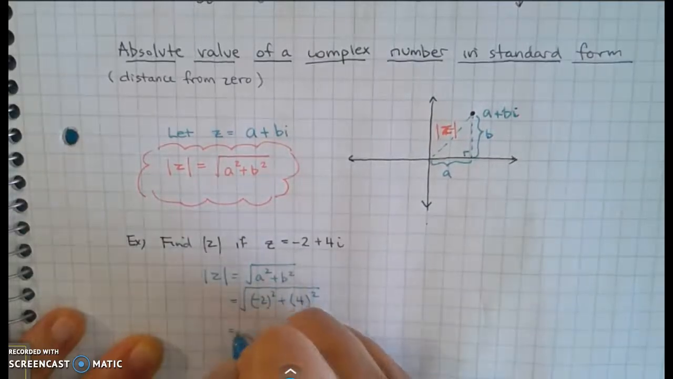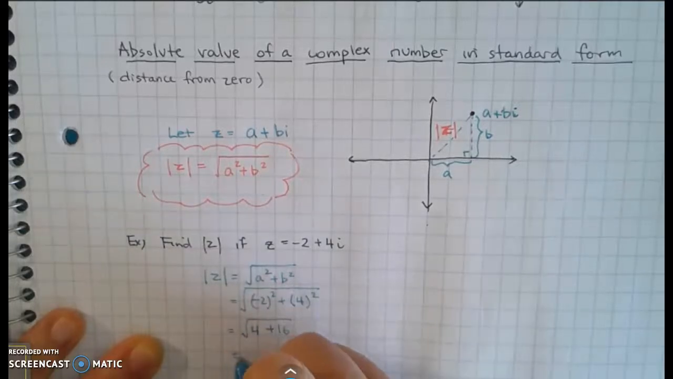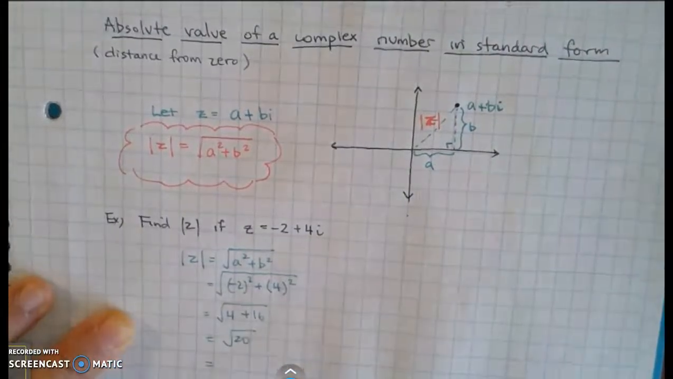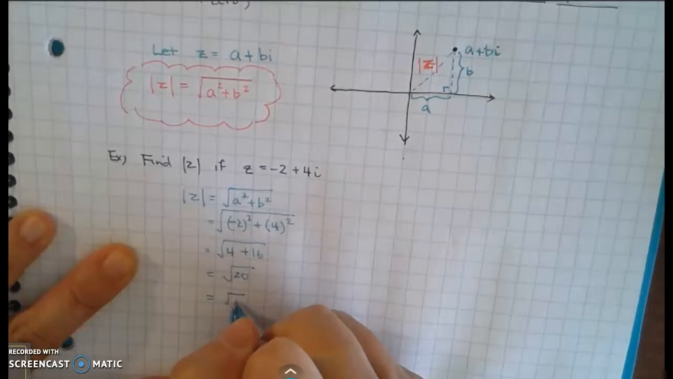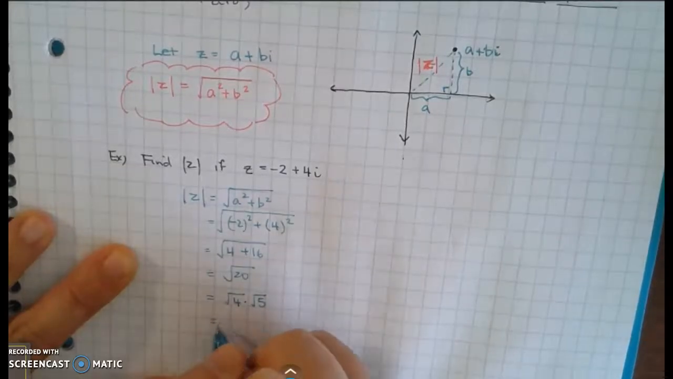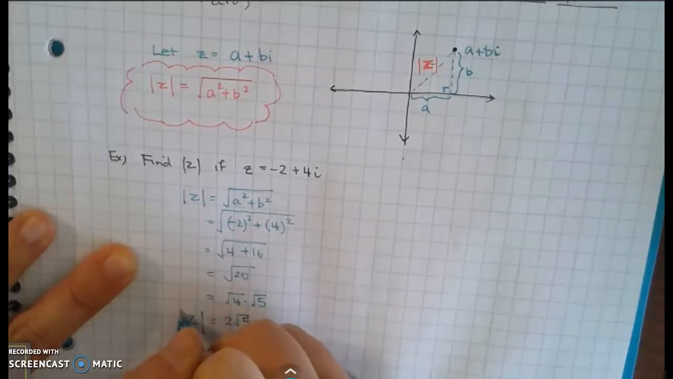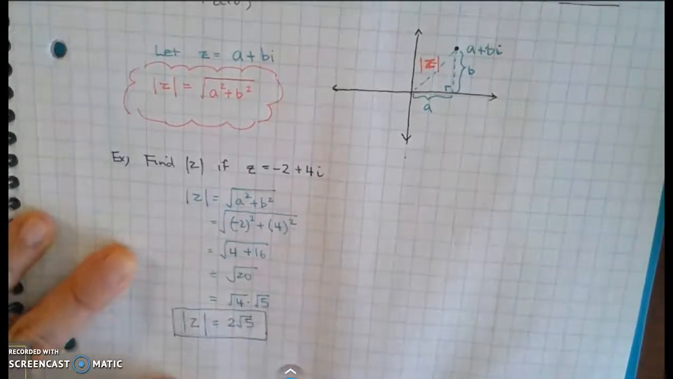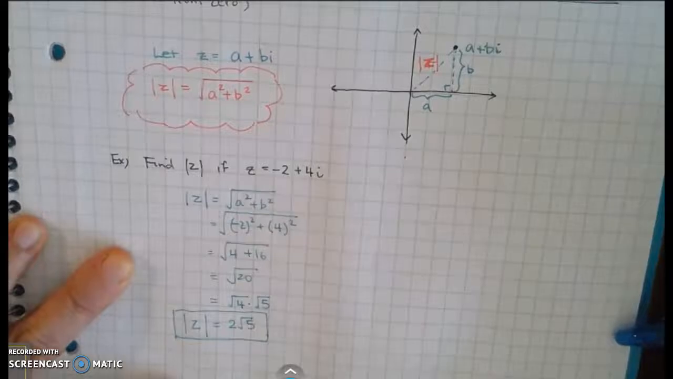And that's going to be positive 4 plus 16, square root of that. And that's going to be the square root of 20, which simplifies to what? Okay, radicals. I can break that up as the perfect square, square root of 4, times square root of 5. So that simplifies to 2 root 5. So I can say that the absolute value of this complex number is 2 root 5, or the distance from 0 of this complex number is 2 root 5.